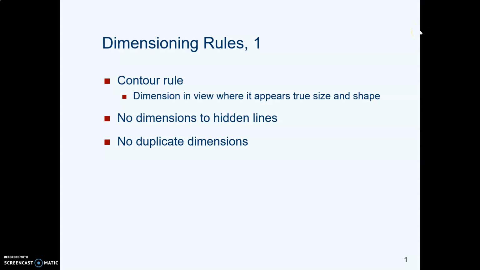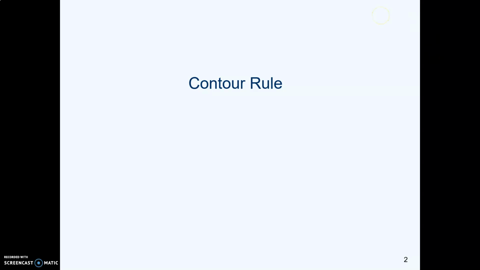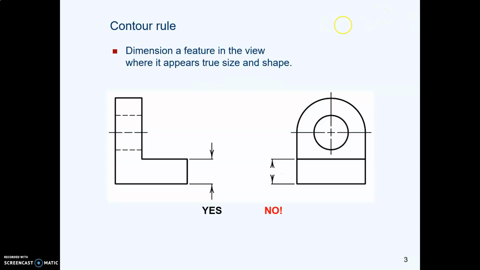In this lecture, we're going to talk about these three rules of dimensioning: the contour rule, the no dimensioning to hidden lines rule, and the no duplicate dimensions rule. Beginning with the contour rule. What this rule says is, you must dimension a feature in the view where it appears true size and shape.